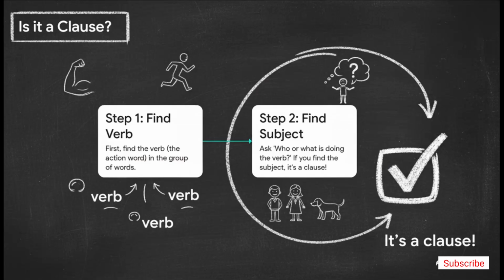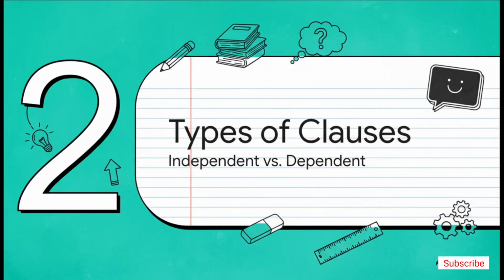And here is a simple two-step check that honestly works every single time. First, just find the verb, the action. Then ask yourself, who or what is doing that action? If the answer is right there in that group of words, congratulations, you found yourself a clause. If not, it's a phrase. Easy as that. So now that we can actually spot a clause out in the wild, let's look at the two main types you're going to see, independent and dependent. Understanding how these two function is the really important next step.